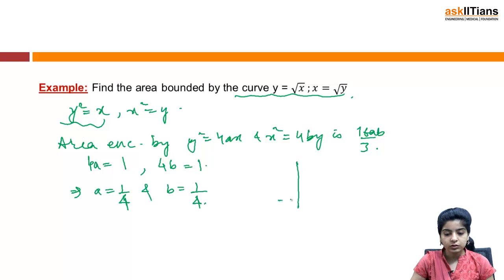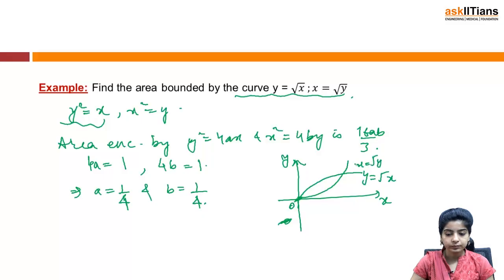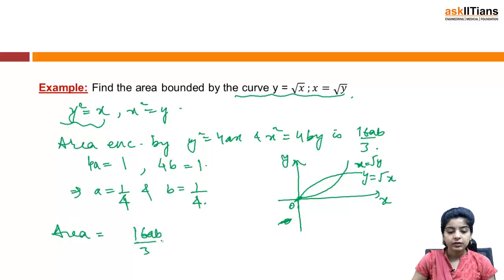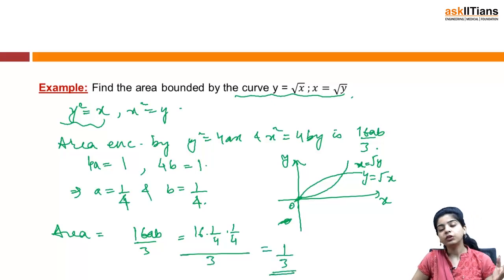Let us draw the figure also. This is my x axis, this is my y axis, this is my 0, right? And the curves are somewhat like this, and then I will have this. So I have y equal to root x and x equal to root y, right? So this area would be simply 16ab by 3, that is 16 times 1 by 4 times 1 by 4 by 3. So we have it as 1 by 3. You need not calculate any kind of integral, so this will save a lot of your time.